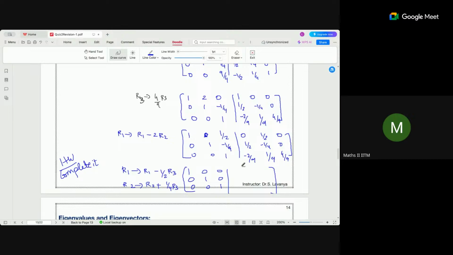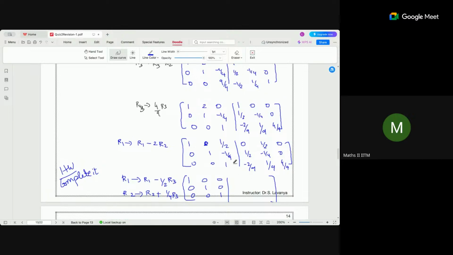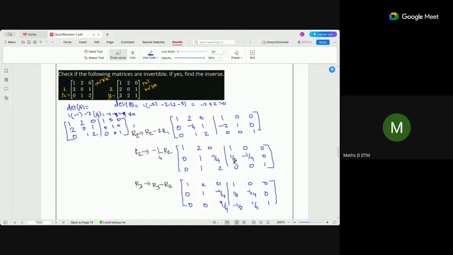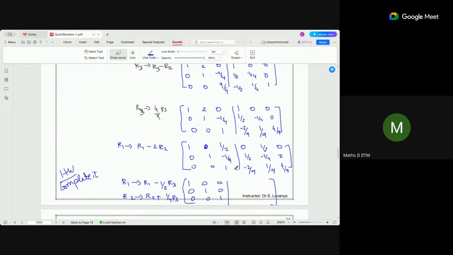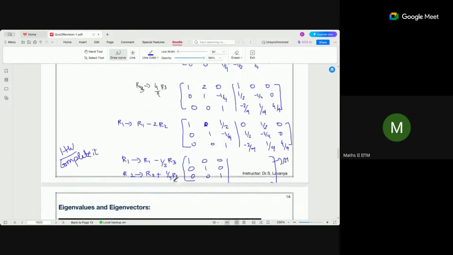Okay, so only this part you need to do, complete it, you will get the inverse. So finding the inverse, how do you do? Is it clear? You augment the identity matrix, you do the row reduction till you get the identity on the left hand side. Whatever matrix you get here, that will be the inverse of your matrix. Is it clear how to get the inverse? Okay, fine. All right.